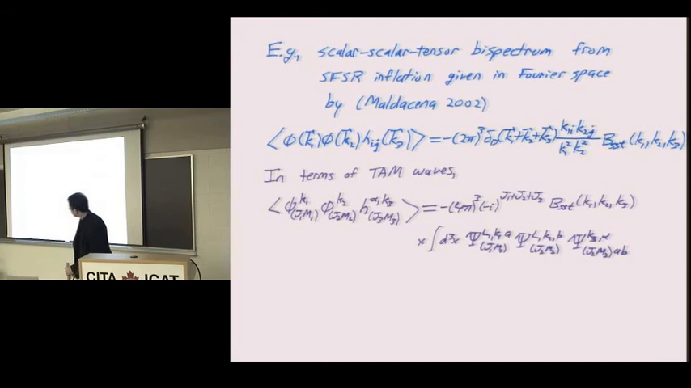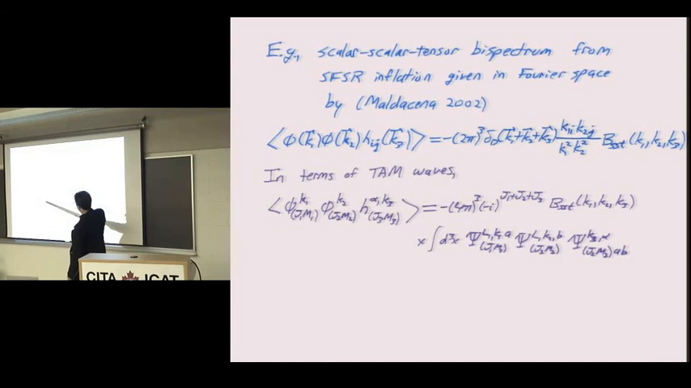So for example, all of a sudden, it's got this three-point function, tensor, scalar, scalar. It's written in Fourier space. It's got the following form. It's got some bispectrum, B of k1, k2, k3. In terms of total angular momentum waves, it's some Φ, k1, k2, k3 for the three different wave numbers, and then total angular momentum quantum numbers j1, m1, j2, m2, j3, m3.